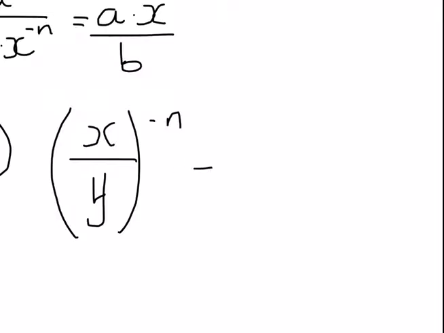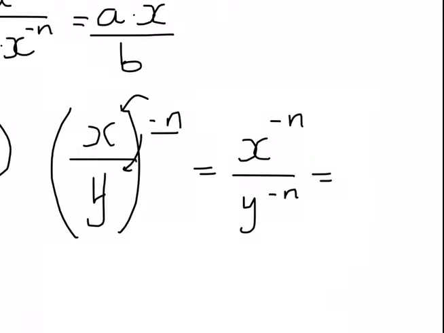This one, let me not take a shortcut. Remember we said this will have to multiply the exponent of each base. So that means you have x to the exponent of negative n over y to the exponent of negative n. So remember, you have that invisible one there and there. It doesn't matter even if you don't write it. I just wanted to make you aware.